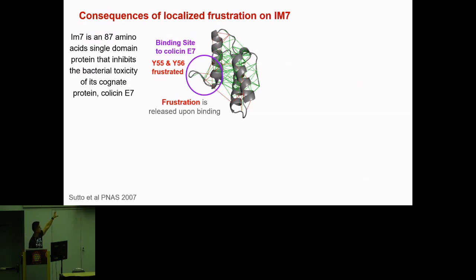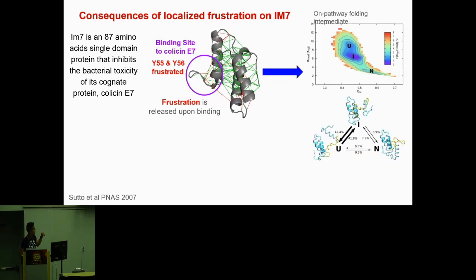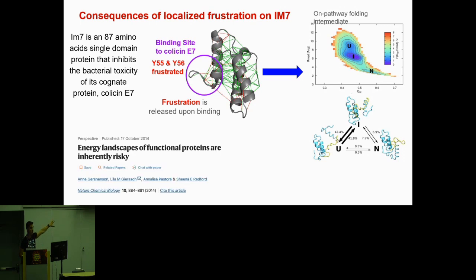So these are the frustration patterns of the protein. You can see there in the magenta circle that the binding sites, these two tyrosines, are highly frustrated. And this frustration is released after binding. But also the authors have shown that this frustration is responsible for the emergence of an on-pathway folding intermediate. And this is something that is kind of complicated because if you have folding intermediates and highly frustrated interactions that are exposed, this has been shown some years ago, this can lead to aberrant phenotypes like aggregation or misfolding.